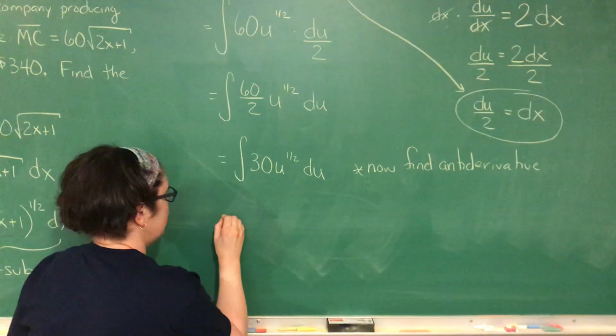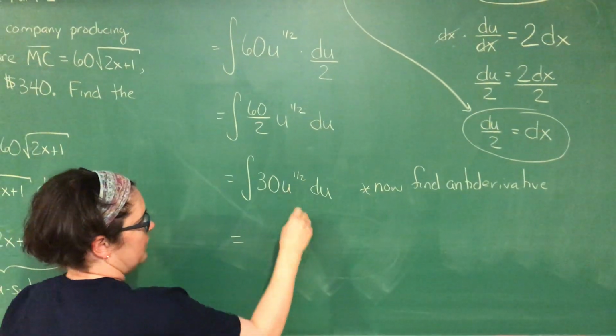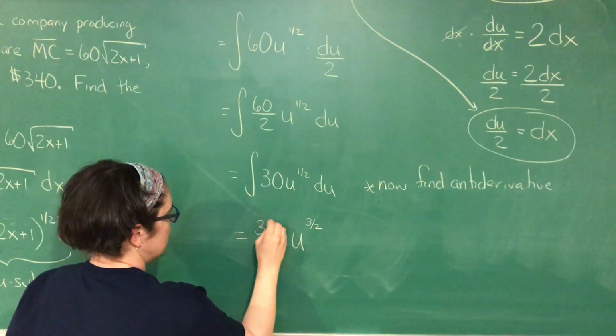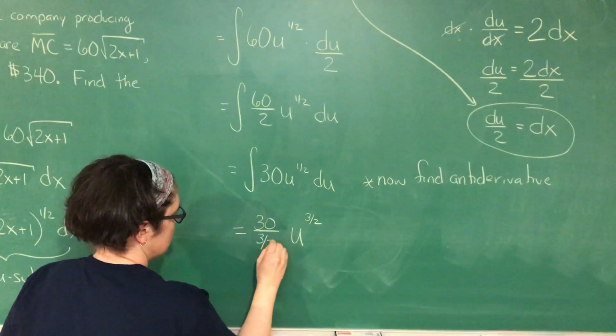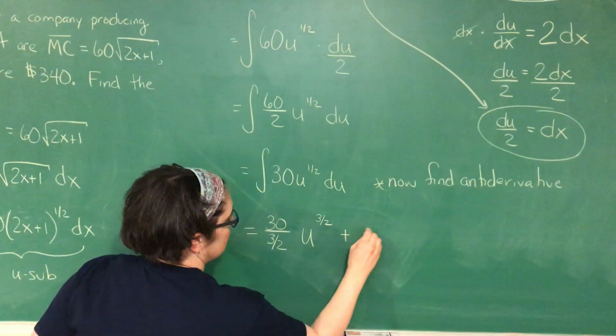The whole point of this whole process is to be able to find an antiderivative. So let's do that. So finding the antiderivative, I add 1 to the power. 1/2 plus 1 is 3/2. And I divide the number in front by the new power. So I have 30 divided by 3/2, u to the 3/2 plus C.